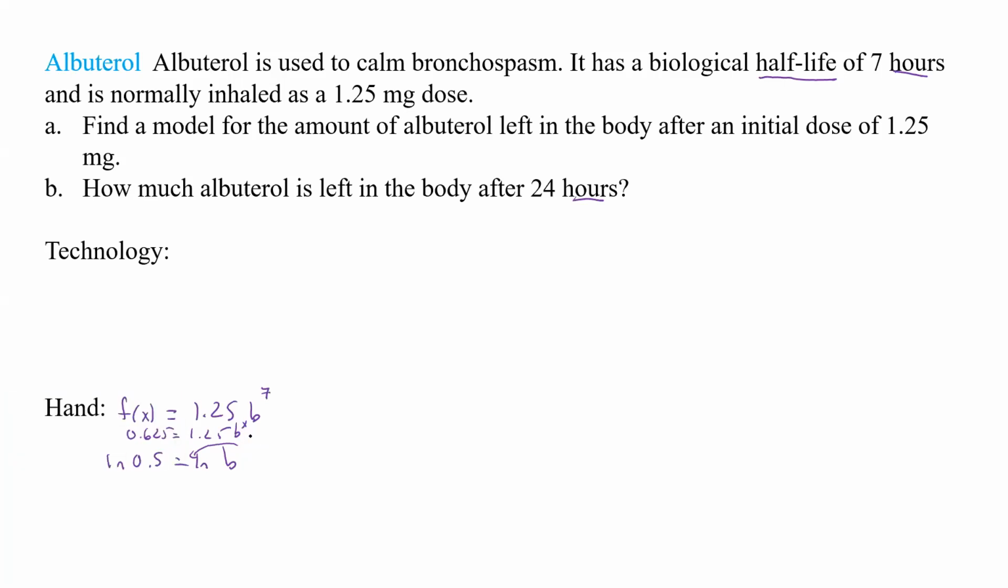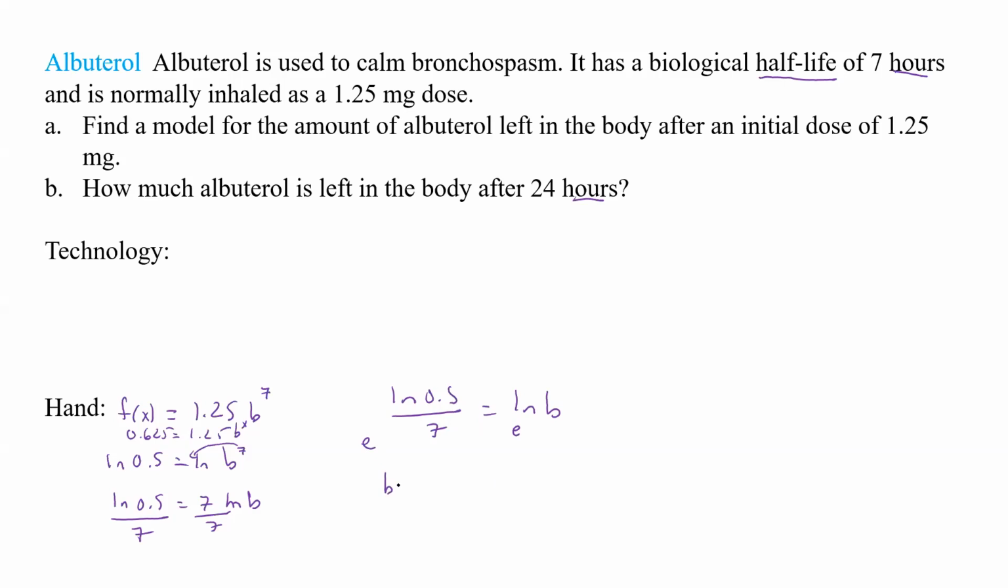That's a 7 because that's our half-life. And so when we do that, we have ln of 0.5 equals 7 ln of b. Now we divide by 7. And so now we have ln of 0.5 divided by 7 equals ln of b.